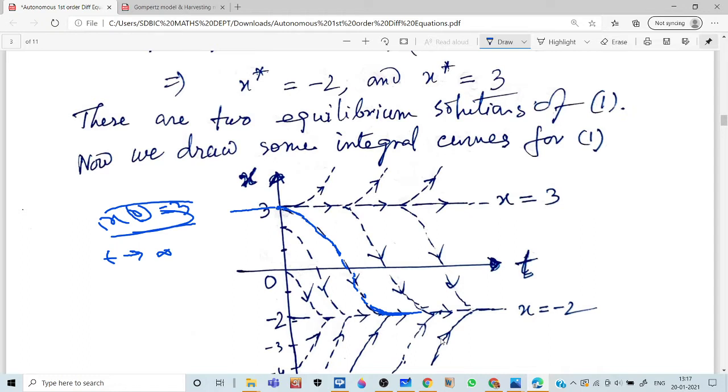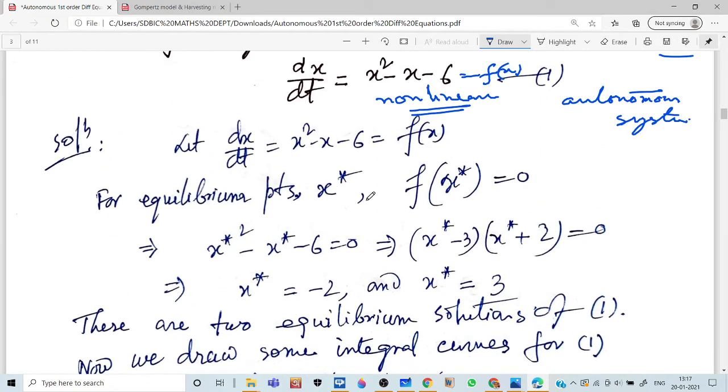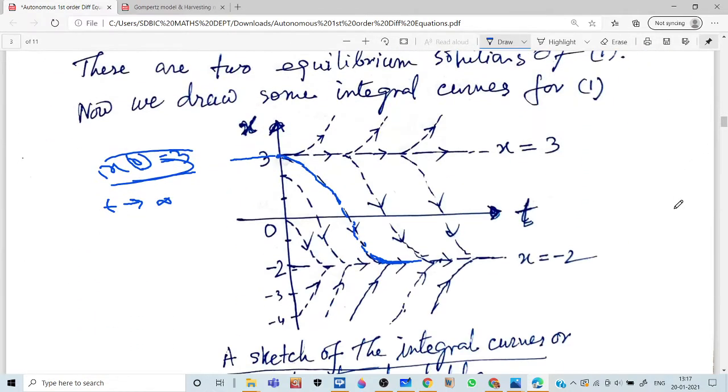But when x equal to 3 is put in the differential equation, on the left hand side and right hand side, it is a solution of the differential equation. So x equal to 3 is a solution, and this is the straight line x equal to 3. The solution curves are moving away from the line x equal to 3.